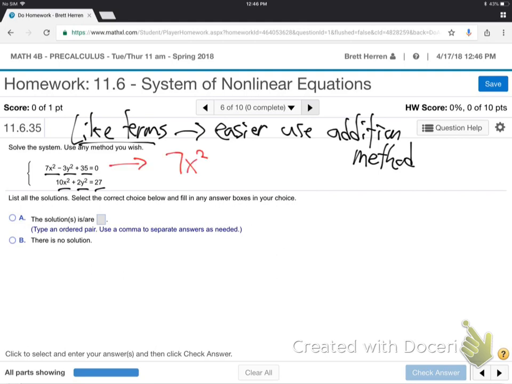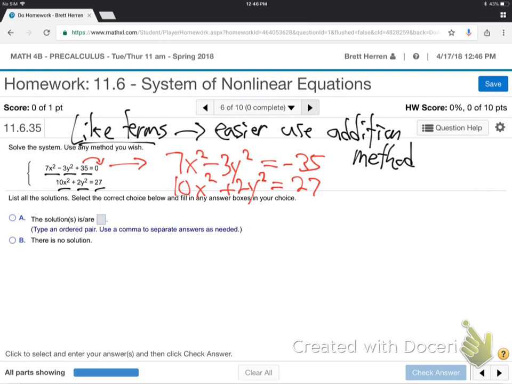So 7x squared minus 3y squared is negative 35. I'll move the 35 over to the other side. And 10x squared plus 2y squared is 27. So you line them up. First off, you get x squareds over x squareds, y squareds over y squareds, numbers over numbers. Right? They're like terms. Couldn't you also move the 27 over? You could. That'd be okay too. Yeah, so however you do it, line them up.